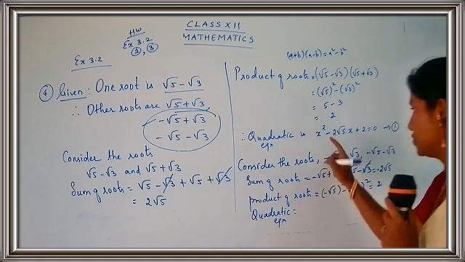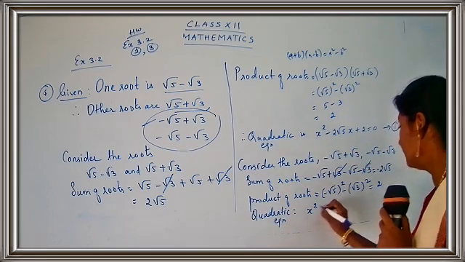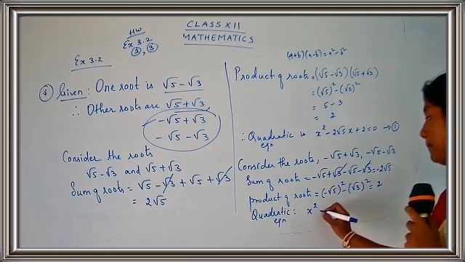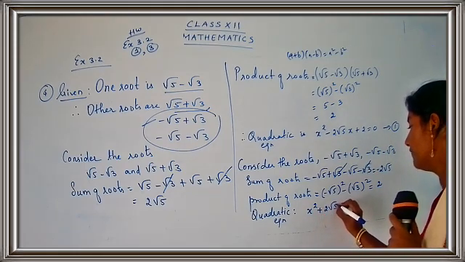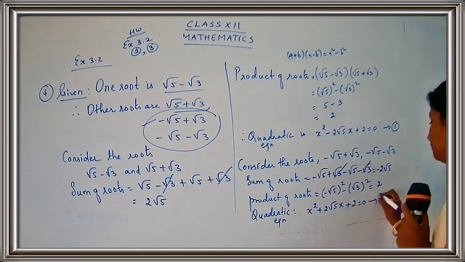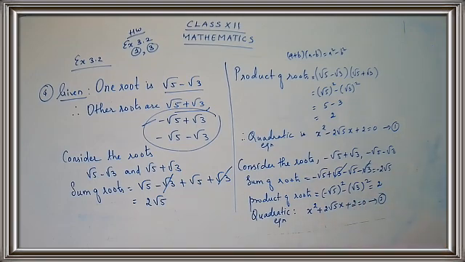The quadratic equation will be x square. This is minus. Yes, sum of root is minus. So minus minus plus 2 root 5x plus 2 is equal to 0. This is number 2. So we found another quadratic equation. The first one was x square minus 2 root 5x plus 2 is equal to 0.